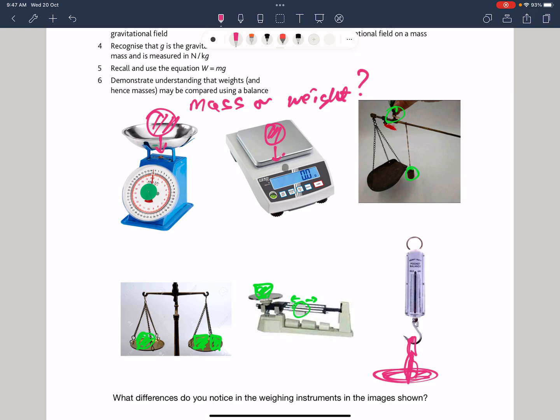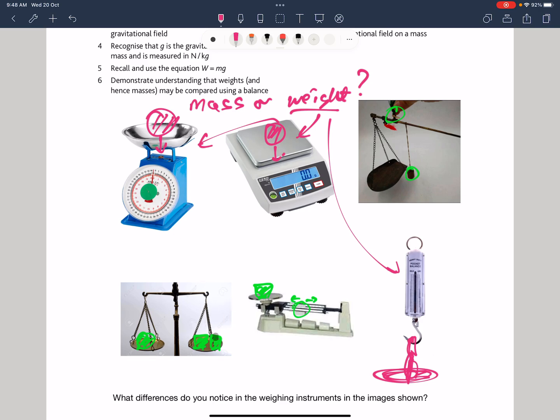So this type of instrument, they measure weight. Okay, they measure weight because you can see that the object will become heavy if the field strength is more. So it will compress this thing down because the gravity pulls it down, and it will compress the spring in the instrument, which will give you a reading.